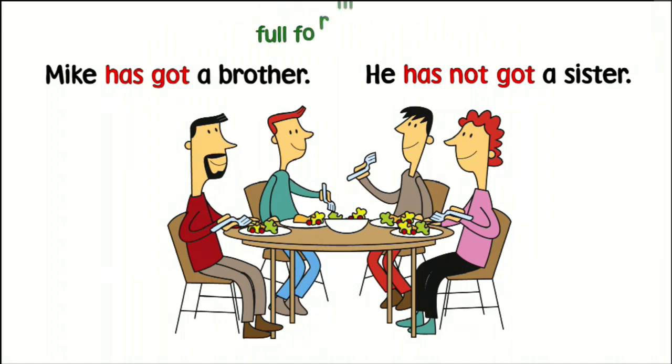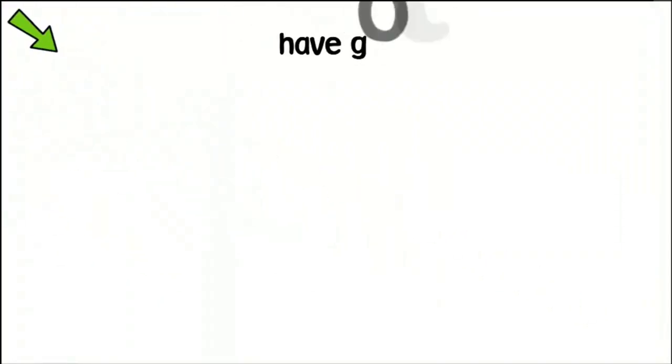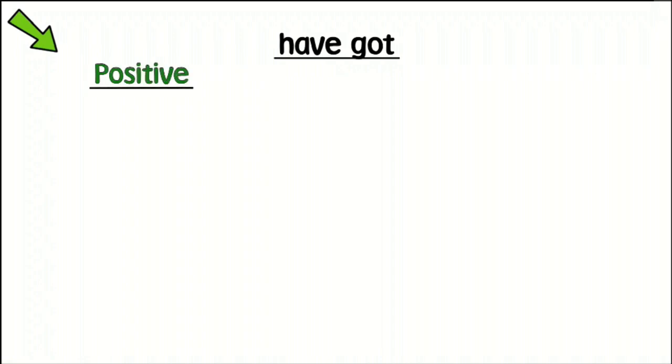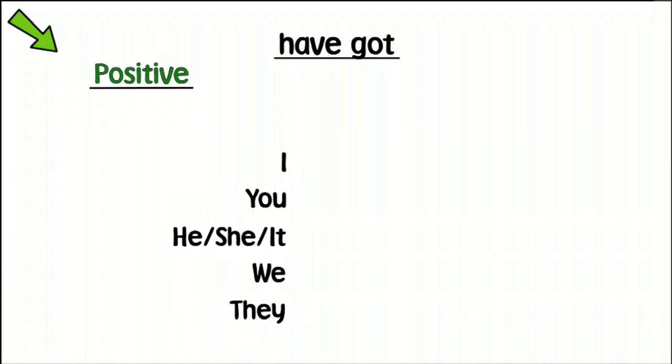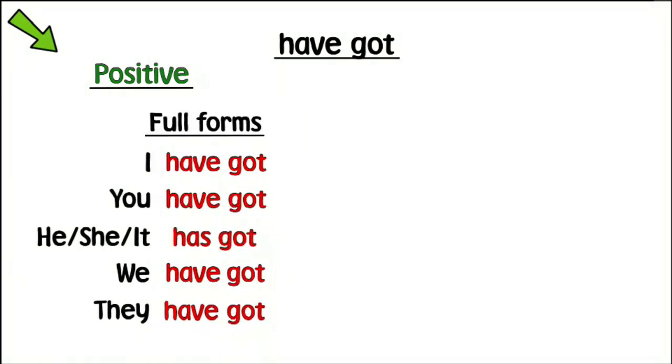We usually use full forms in formal writing and contractions in conversation. Mike's got a brother. He hasn't got a sister. We form have got in the positive like this. There are full forms and contractions of have got positive.